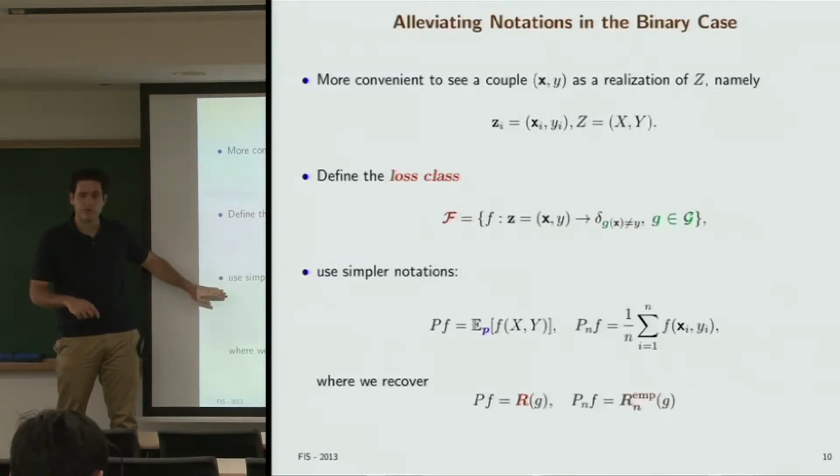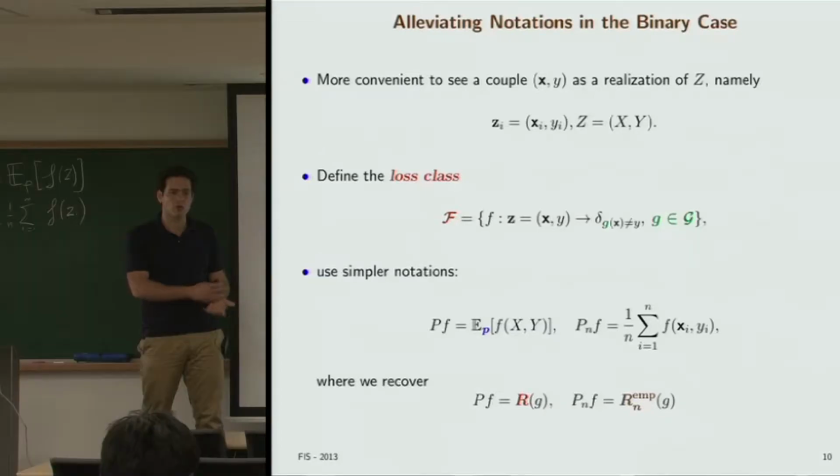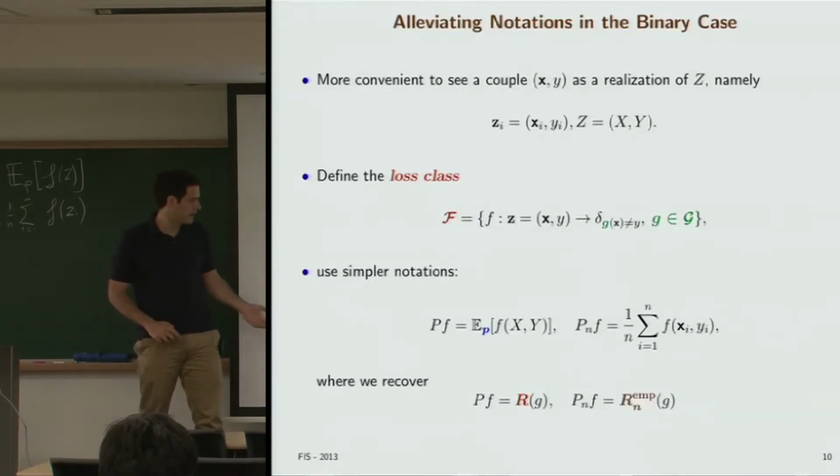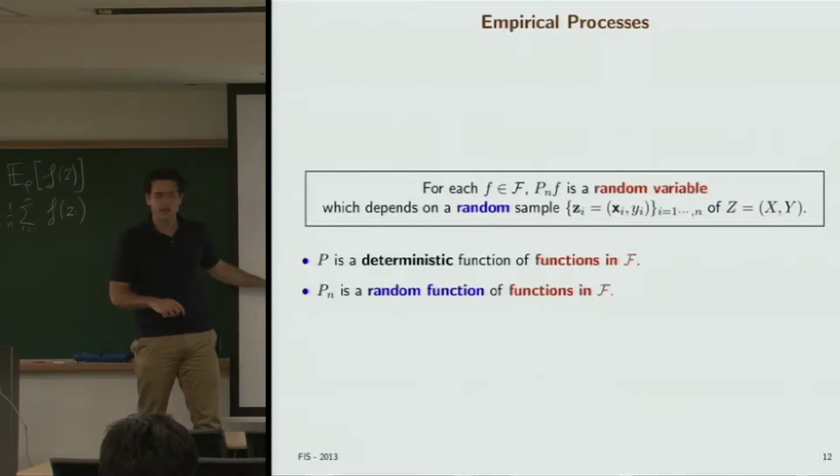P of F is a function of F, which is deterministic in the sense that there's no randomness involved. You have access to the whole probability. You can integrate. It's a big integral, but it's defined. Whereas Pn is a random function of functions.